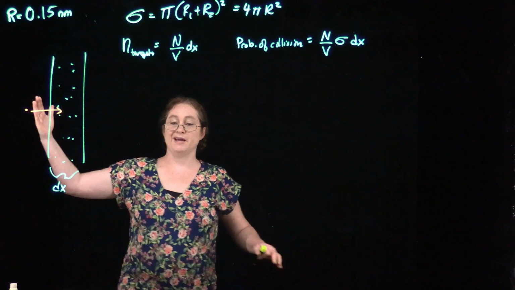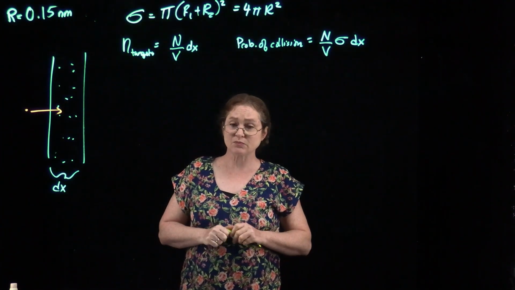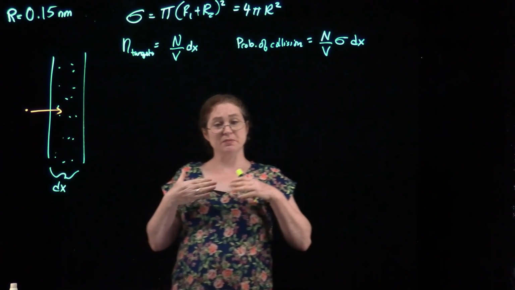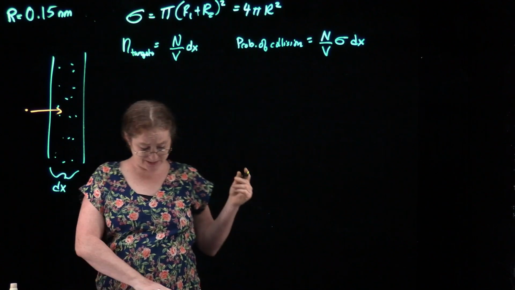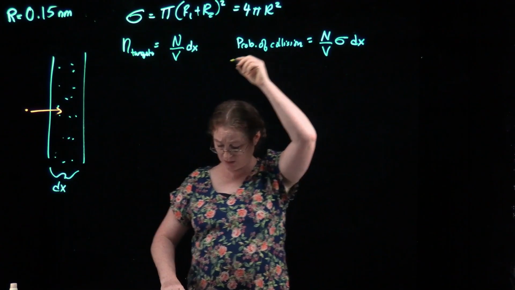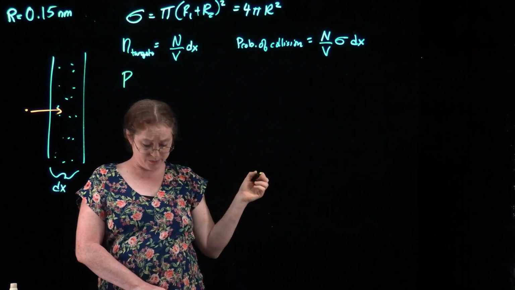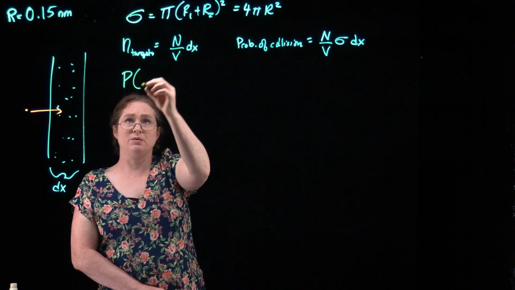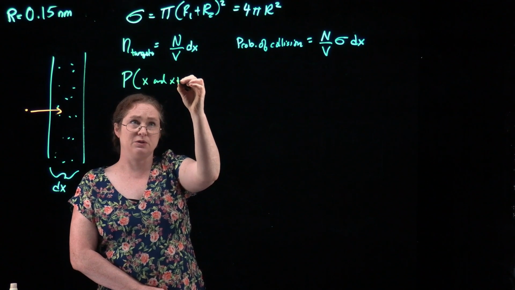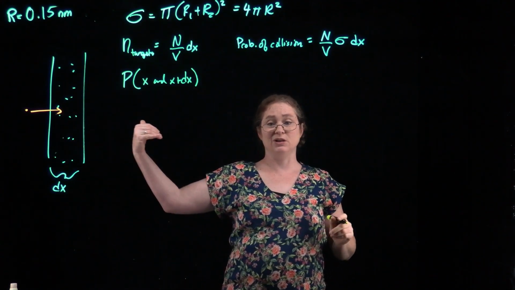We are then going to imagine that it has traveled a distance x already, and it has not had a collision. What is the probability that it has a collision in the next region dx? I'm going to call this P for probability, the probability between x and x plus dx. So that is what I'm traveling along.